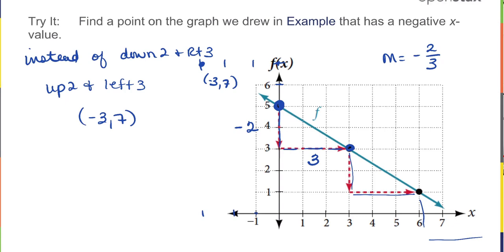So up 2 would take you to 7. Left 3 would take you to negative 3 for the x. So (-3, 7) would be the example of a point with a negative x value that is on this line here.